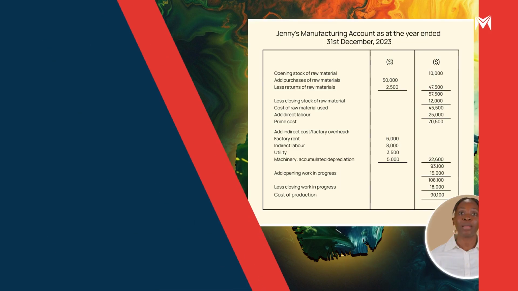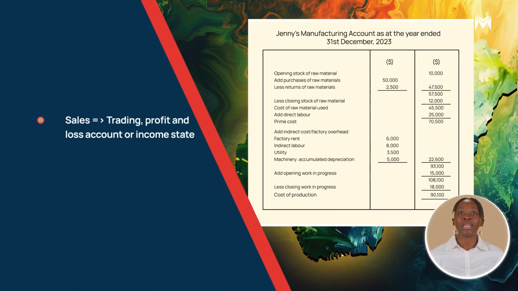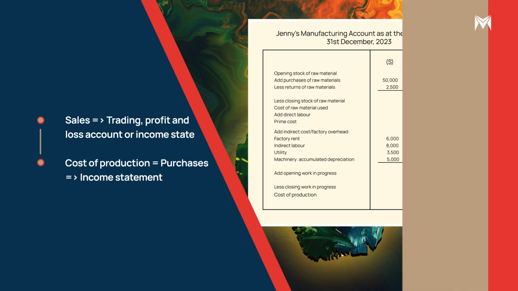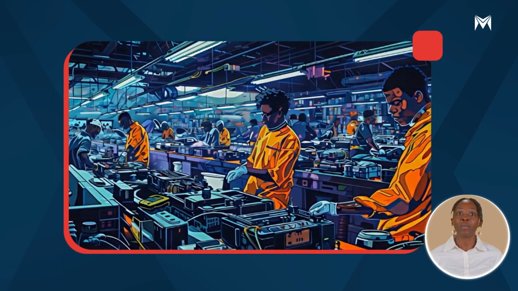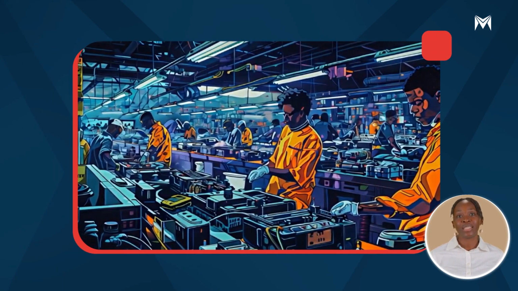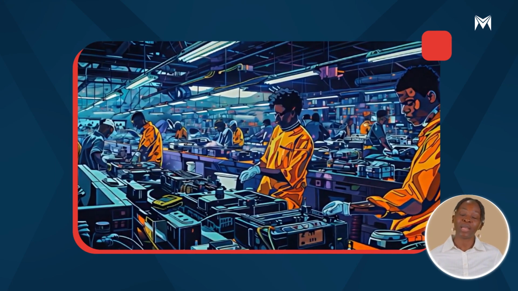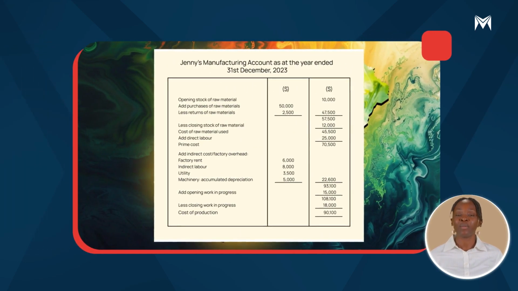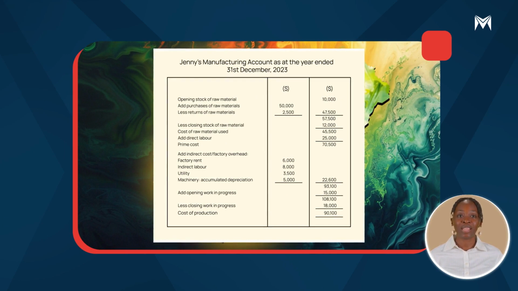$90,100. It's important to note that information related to sales will go into the trading profit and loss account, also known as the income statement. The cost of production we just calculated will replace the purchases in the income statement, since this is a manufacturing company and they produce their own goods. Of course, there might be instances where a manufacturing company purchases some goods they sell, but for now, let's focus on Jenny's production process. And there you have it. We've successfully prepared Jenny's manufacturing account.